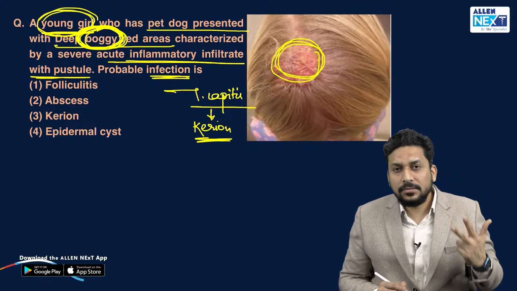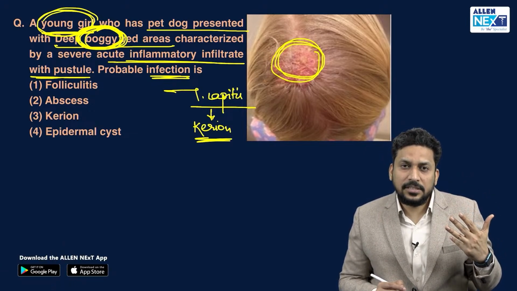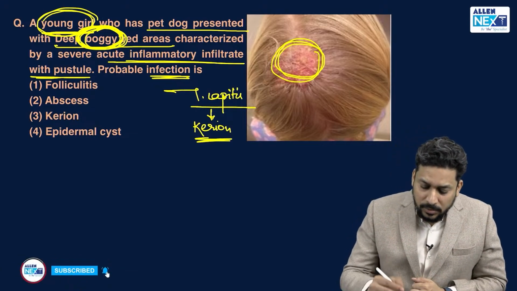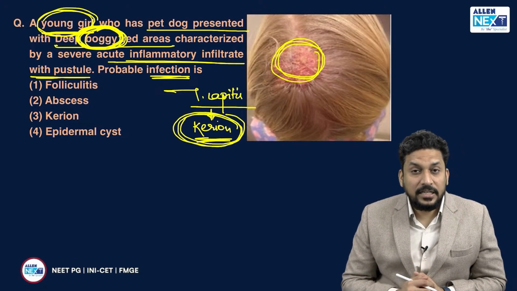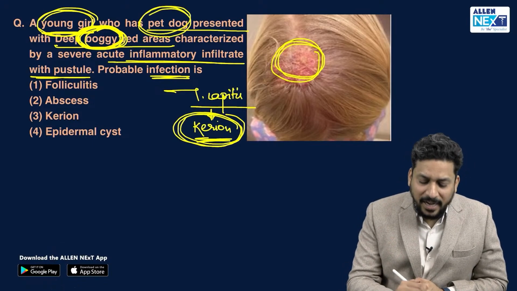This is usually associated with lymphadenopathy, and the hair follicles which are present in this swelling can be easily pulled out. So the patient also has alopecia. All these points favor kerion, which is a type of tinea capitis. Now, can you tell me what is the significance of the pet dog here?